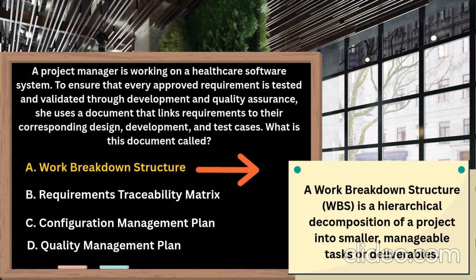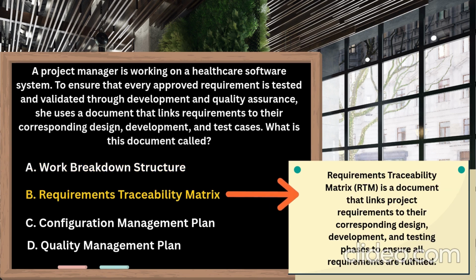The question is about a document which maps the requirement to its corresponding design, development and test cases. But a work breakdown structure is a simple decomposition of a project into smaller and manageable tasks or deliverables. So work breakdown structure is not the correct answer. So option B is requirements traceability matrix.